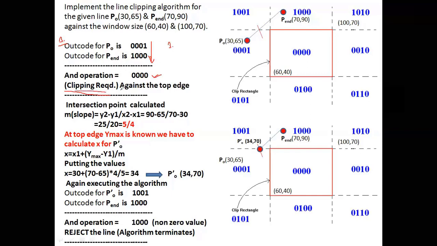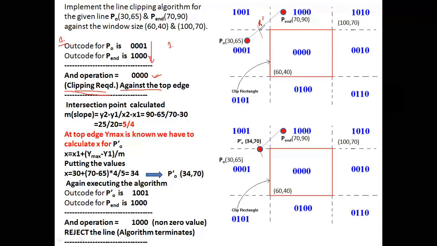Okay, so against the top edge, we are taking this P naught. Clipping will be required against the top edge. So we are moving from P naught to P end. We have to calculate this point P naught dash, that is the new point. That has to be calculated. So this is the intersection point that has to be calculated against that edge.